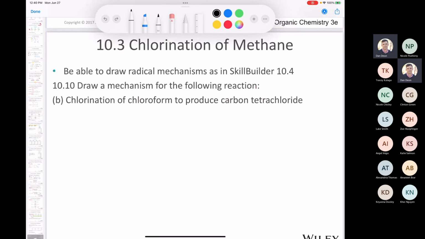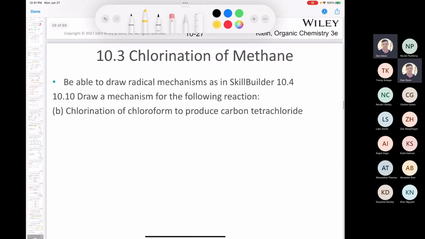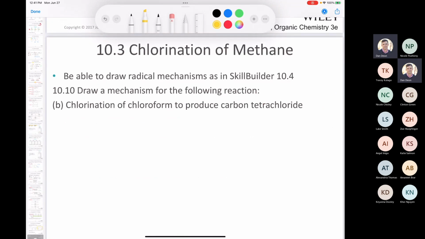Okay. You should be able to draw a radical mechanism like is found in Skill Builder 10.4. So we're going to go over this mechanism in detail. It says, draw a mechanism for this reaction: the chlorination of chloroform to produce carbon tetrachloride. Let's go back here. So what we're trying to do is draw the mechanism of the chlorination of chloroform to make carbon tetrachloride. So what the expectation is that you can draw the initiation, the propagation steps, and the termination step. Let's begin. Okay, let me write down the players first, just so you're aware.